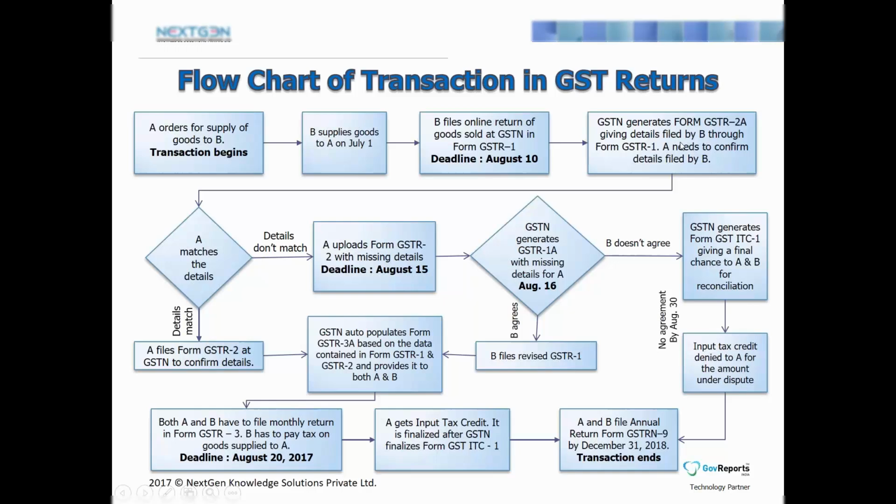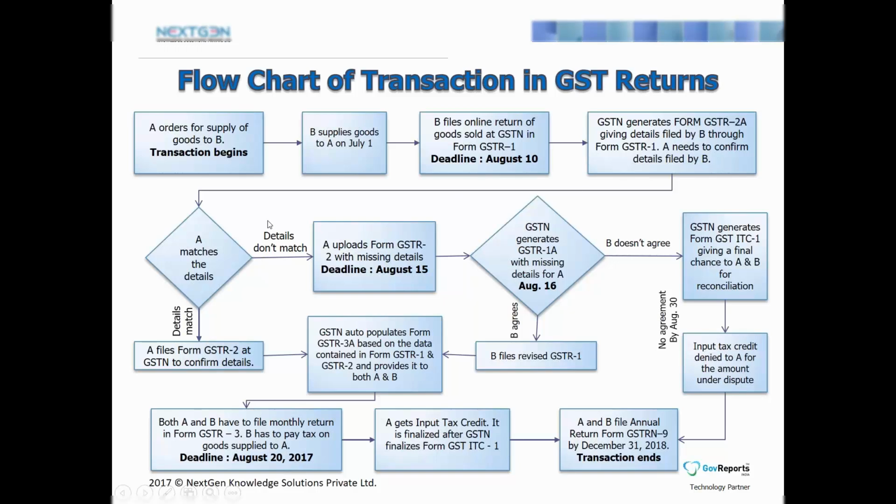Then GSTN will generate form GSTR 2A giving details filed by B through form GSTR 1, and A needs to confirm the details filed by B. A will match the details. In case the details match, he will file form GSTR 2 and confirm the details. GSTN will auto-populate form GSTR 3A monthly return based on the data contained in GSTR 1 and GSTR 2, and it will be provided to both A and B. Both A and B will submit their monthly return in the form of GSTR 3, pay their taxes, and the deadline for this is August 20.